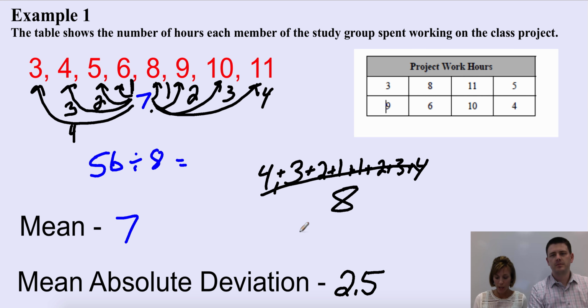Then they're going to ask you to write a sentence telling what that 2.5 represents, and you would write, this means the data values are an average distance of 2.5 hours from the mean.